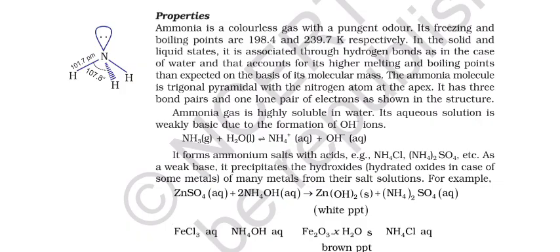Ammonia gas is highly soluble in water. Its aqueous solution is weakly basic due to the formation of OH⁻ ions. NH3 + H2O ⇌ NH4⁺ + OH⁻. It forms ammonium salts with acids, for example NH4Cl, (NH4)2SO4, etc. As a weak base, it precipitates the hydroxides of many metals from their salt solutions. For example, ZnSO4 + 2NH4OH gives Zn(OH)2 + (NH4)2SO4.